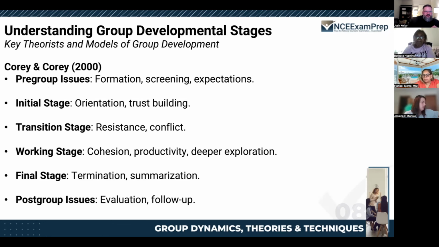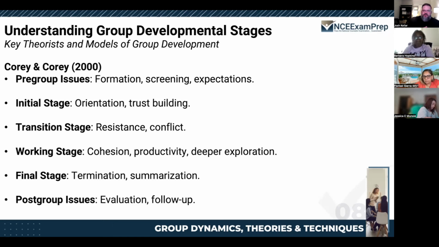Okay, so just one more, Corey and Corey. They have 6 stages, the pre-group issues where forming, screening, and expectations come into play. Corey and Corey are really the only ones who have an explicit pre-group stage and post-group stage. So keep that in mind: if there's a pre-group stage and post-group stage, that's Corey and Corey. And then the middle stages are kind of similar to the other ones.